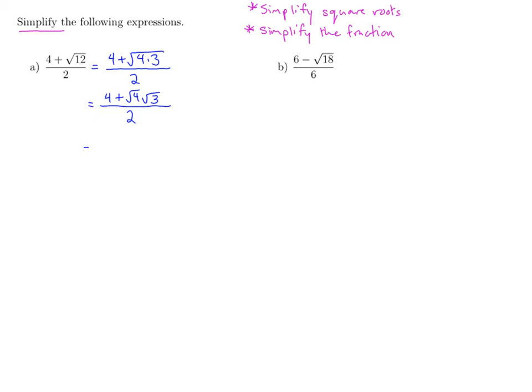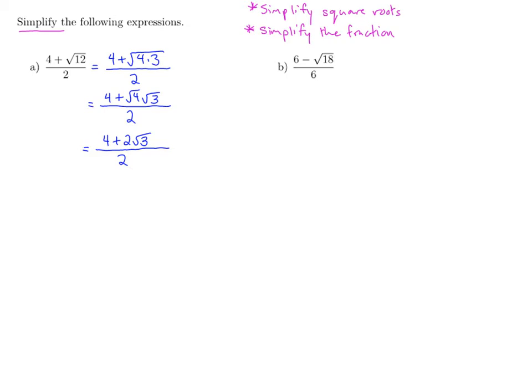Now, what we've done is made it so that we have a product, and the square root of 4 can just be written as 2. So in this numerator, we'll now simplify to 4 plus 2 times the square root of 3. And that whole thing is divided by 2. At this point, the radical is simplified.